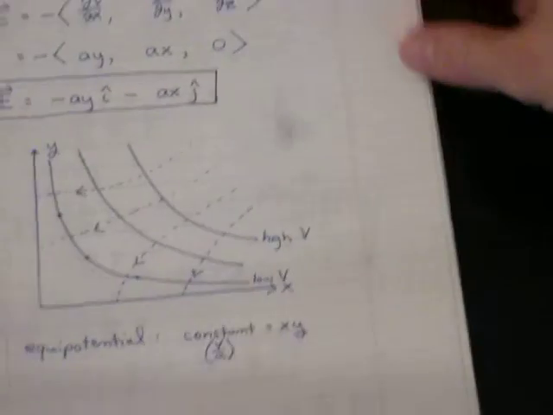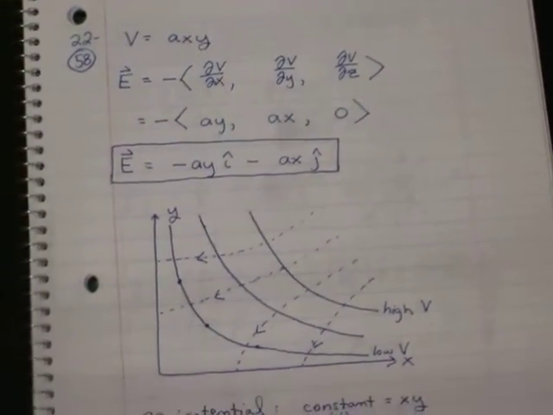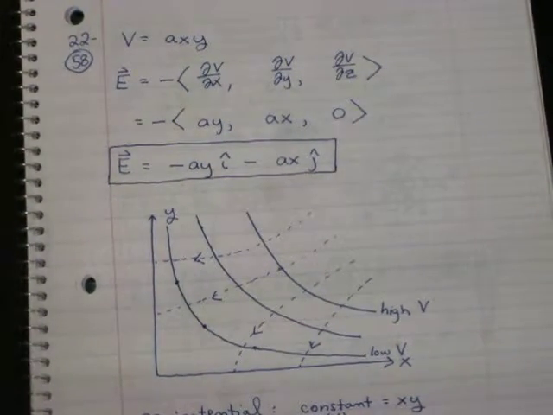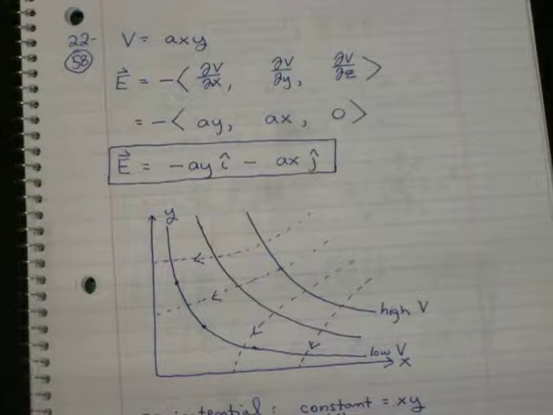Number 58. The potential in a region is V equals AXY, where A is a constant. Determine the electric field in the region. Sketch some equipotentials and field lines. All right.